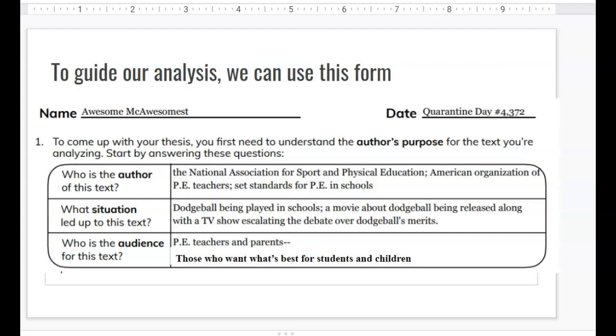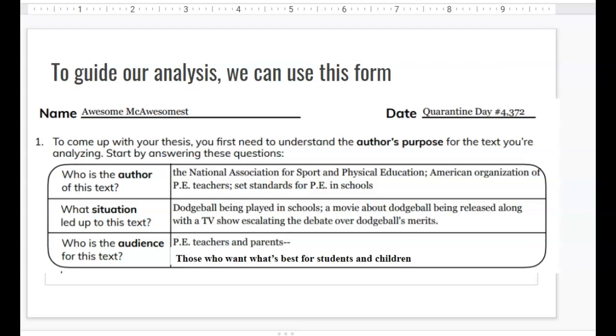And it's quarantine day number 4,372, thereabouts somewhere. So before you come up with a thesis, like what's the effect of Malala Yousafzai's speech, or what's the effect of this NASPE position statement, you need to first understand the author's purpose for that text. So we're going to start with these questions. So who is the author of this text?